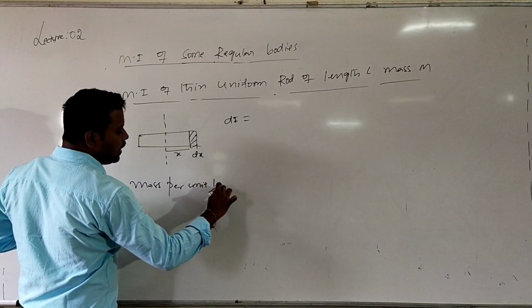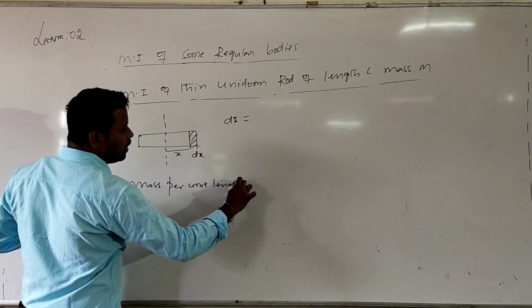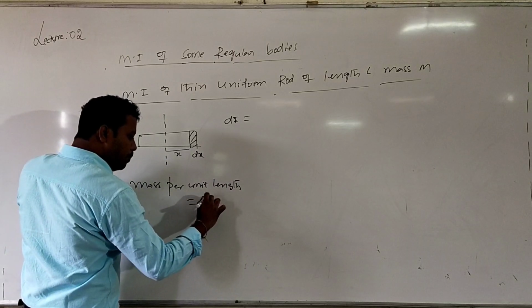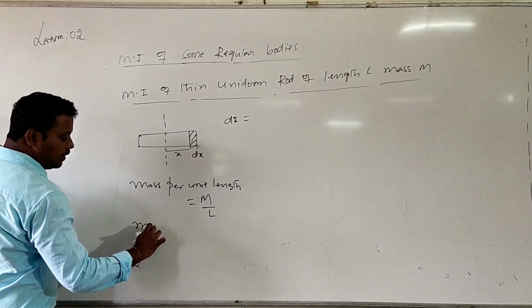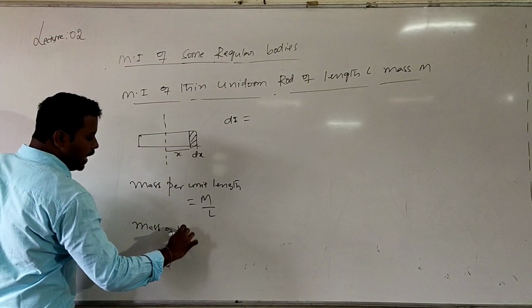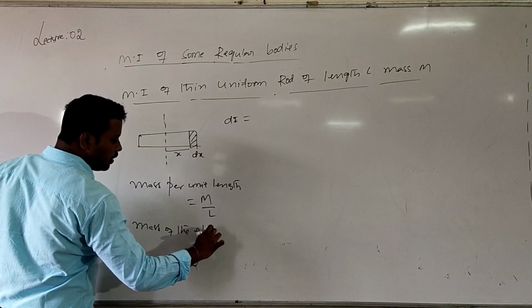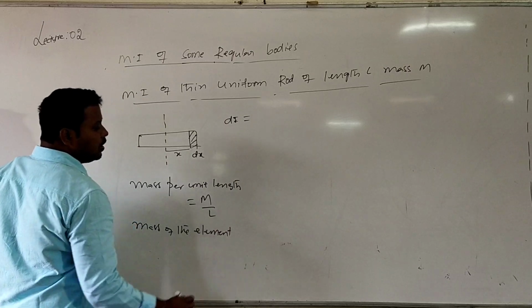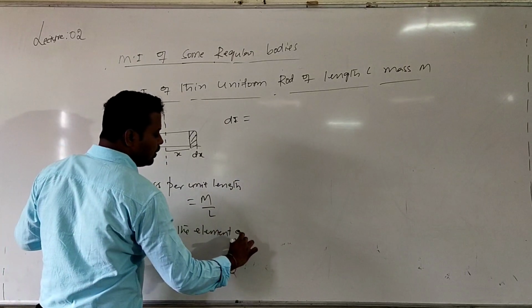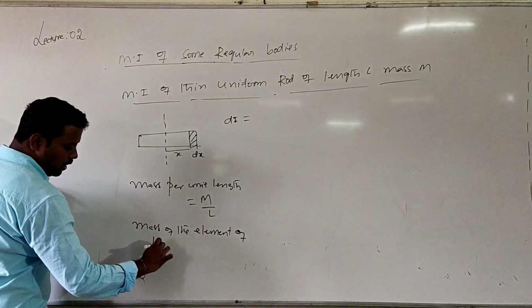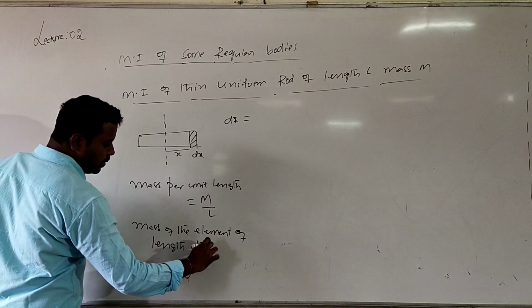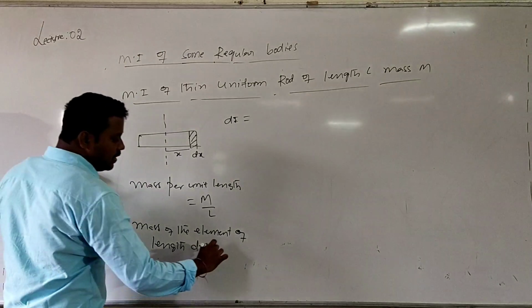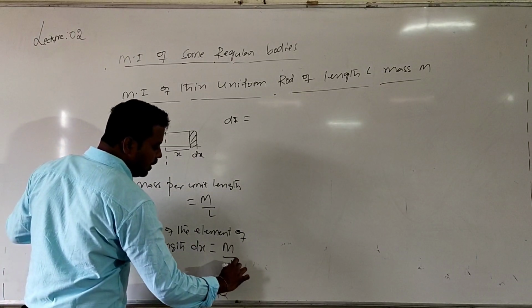This mass per unit length value is given by how much? Capital M by L. So what is the mass of the element? What is that element length value? Element of length, what we call the length value there? dx. Element of length dx, value how much? Which is capital M by L into dx.